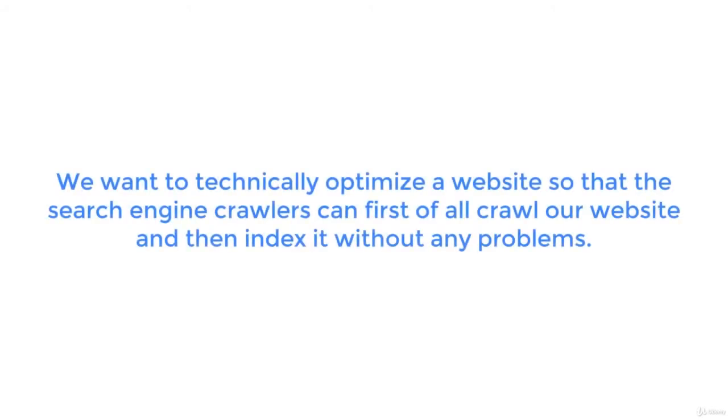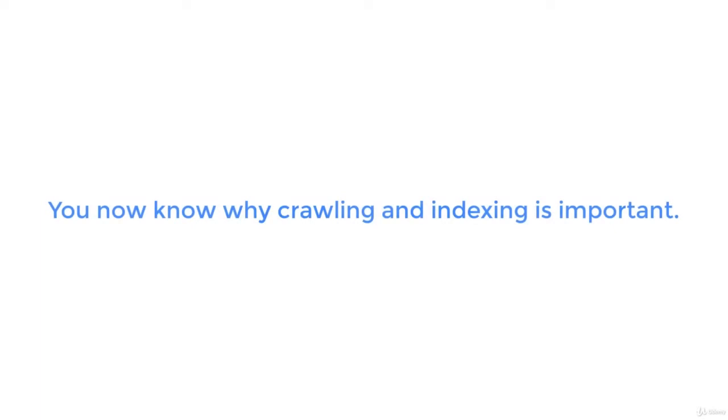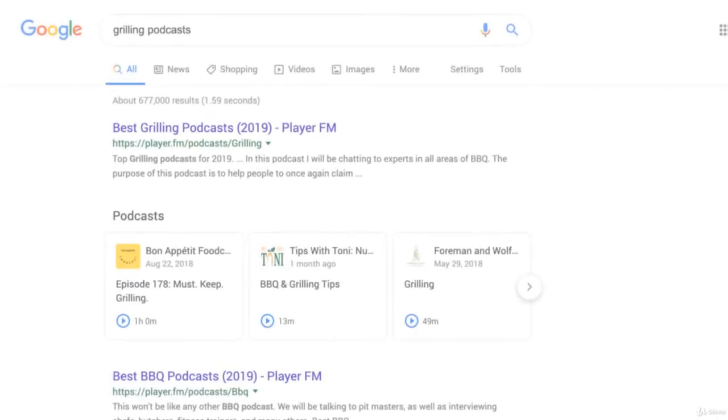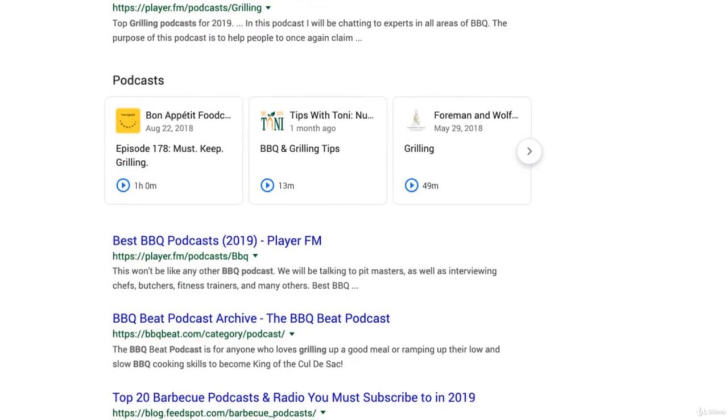The first one is we want to technically optimize a website so that search engine crawlers can first of all crawl our website and then index it without any problems. You now know why crawling and indexing is important. Google crawls your website and indexes it and only shows websites in their search results that are in their index.